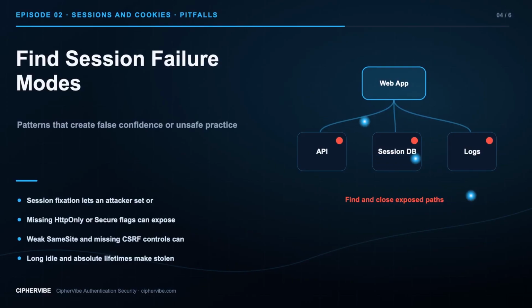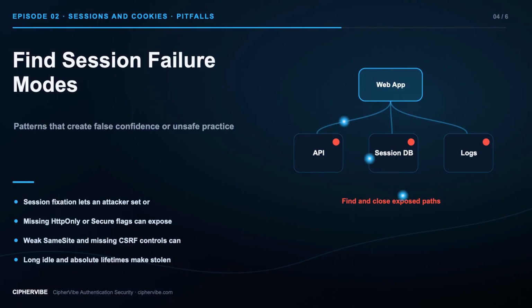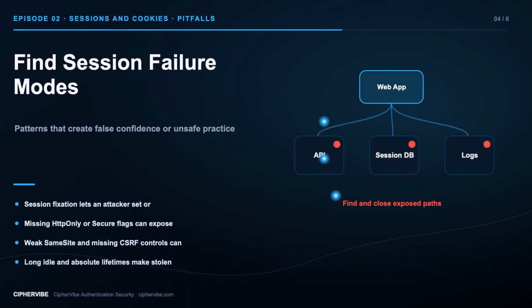Understanding failure modes will protect you from attractive but unreliable shortcuts. First, session fixation lets an attacker set or reuse a known session identifier before the victim authenticates.